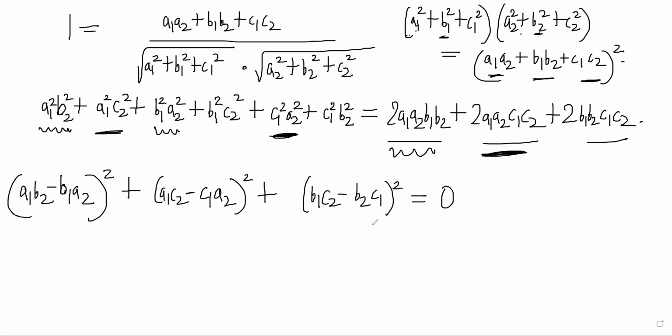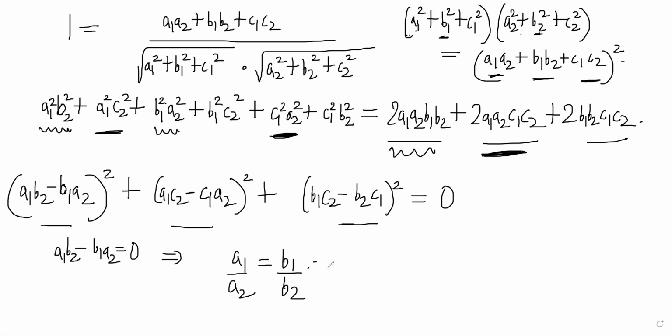Yes, sir. So sum of 3 squares will be 0 only if individual squares are 0. So you'll get a1 b2 minus b1 a2 is equal to 0, which implies a1 by a2 is equal to b1 by b2 equal to c1 by c2 from other brackets.